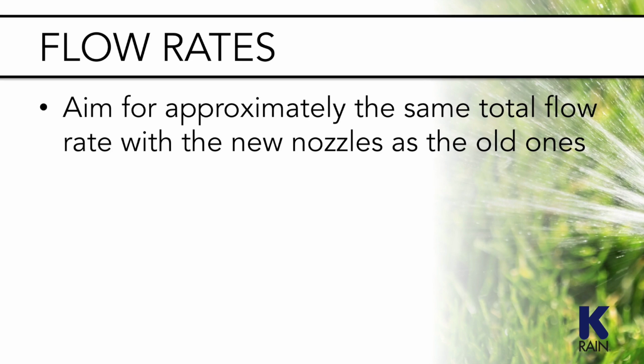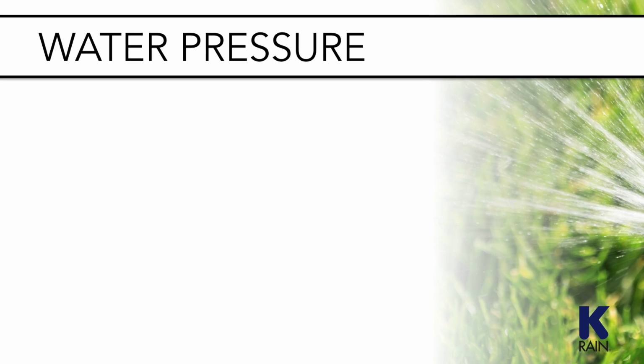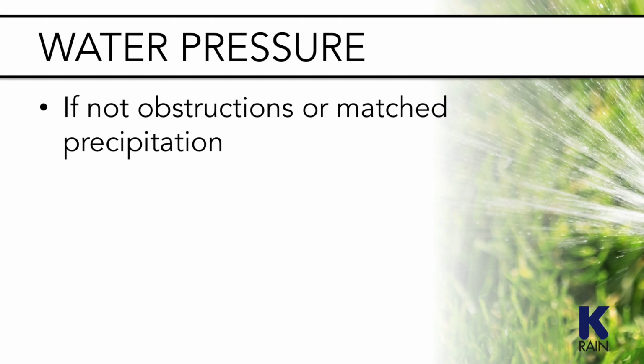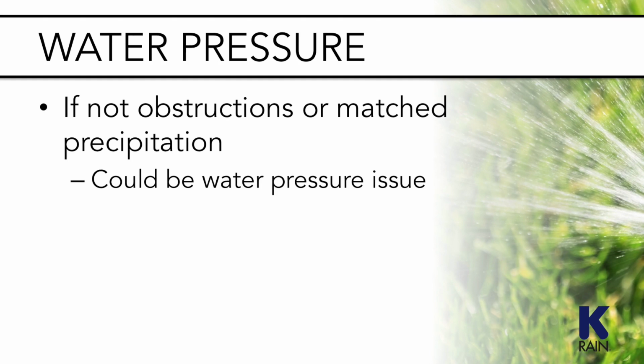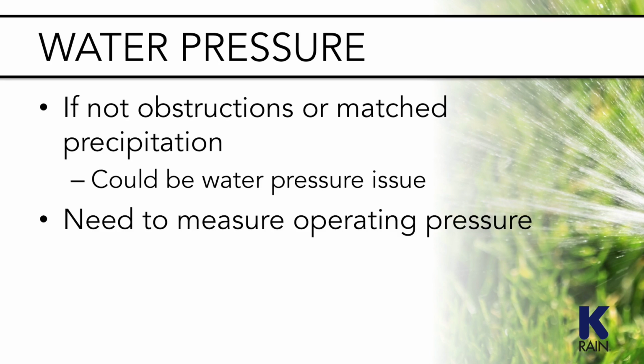If obstructions or matched precipitation aren't the problem, there could be a water pressure issue that is preventing the sprinklers from delivering water evenly over the area. To get an accurate reading of the pressure, you'll need to measure the operating pressure.